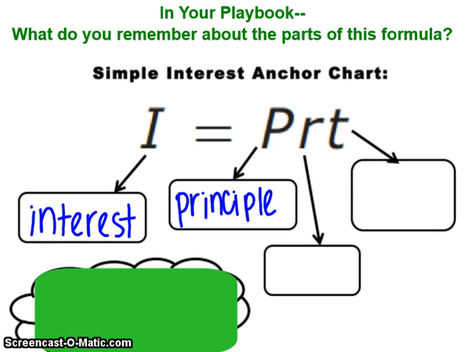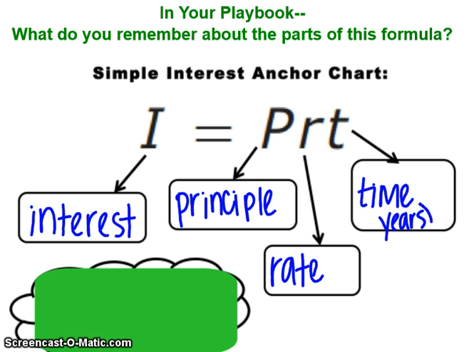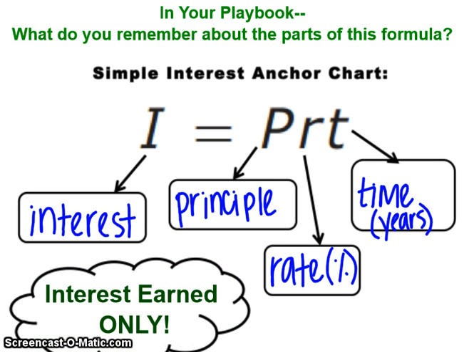R stands for rate, and T stands for time. Time would be in years, and your rate is that percent. When I solve for this, what I'm actually looking for is only my interest, only the amount that the bank is going to pay me, not including what I've already given them.